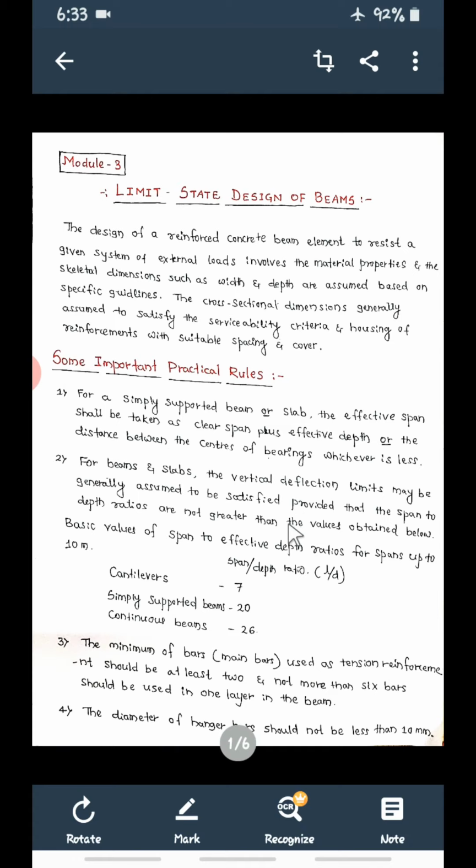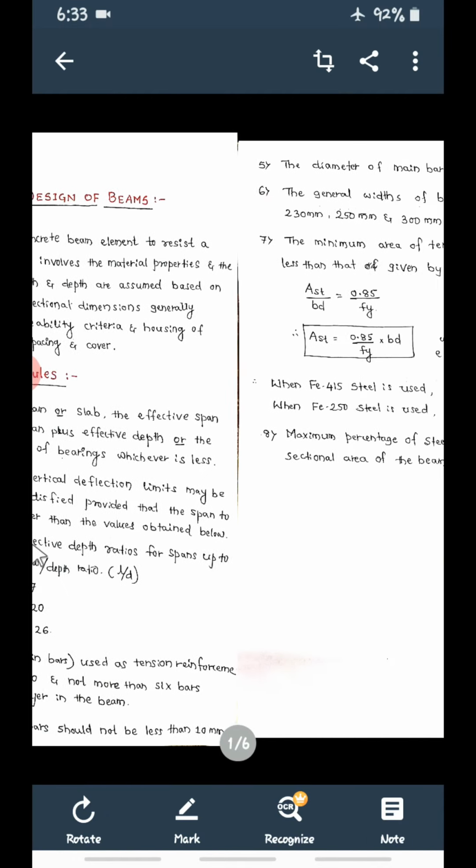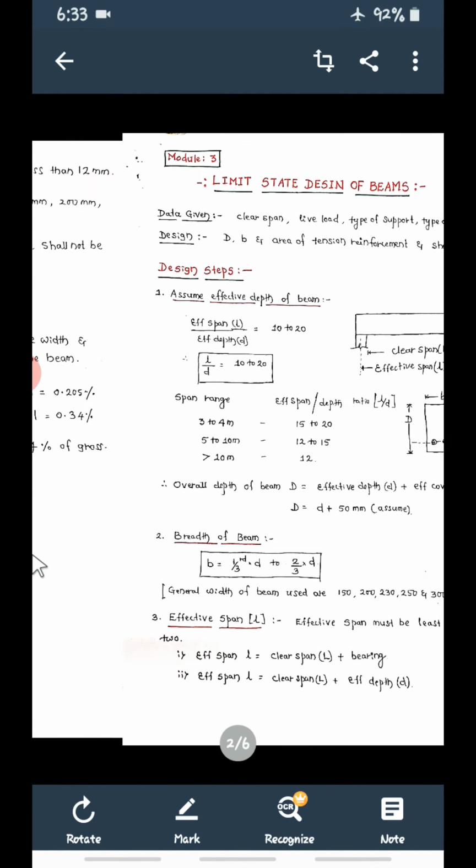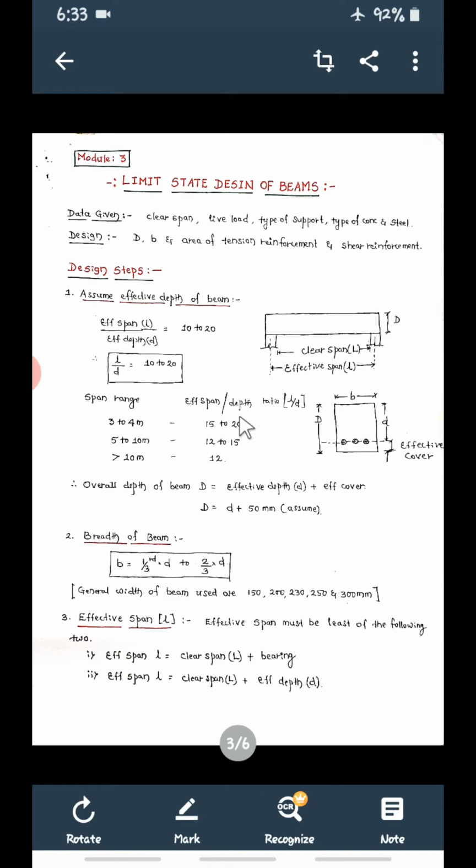Okay, now let us start with the design. First we are going to see the procedure, or the different steps to be followed in the design of a beam. First we are going to see the simply supported beam. First we will consider the design of a simply supported beam.